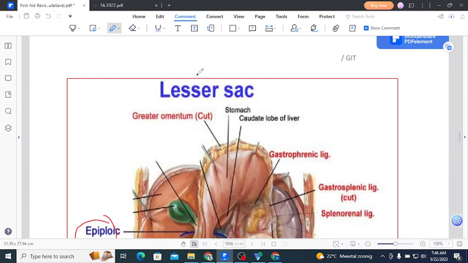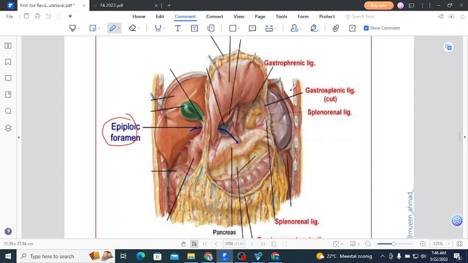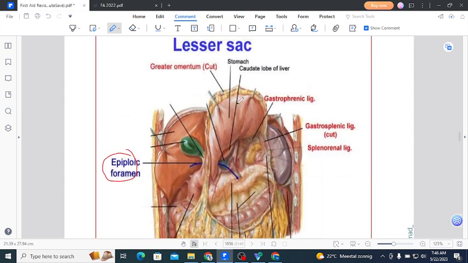This is the lesser sac. In this lesser sac, we'll read the picture again in the counterclockwise direction. This is the stomach, lifted upwards after cutting the gastrocolic ligament. This is the greater omentum, the cut section of that. The epiploic foramen is present just below the liver, from which we can enter the lesser sac.